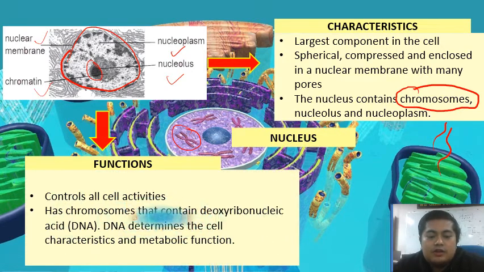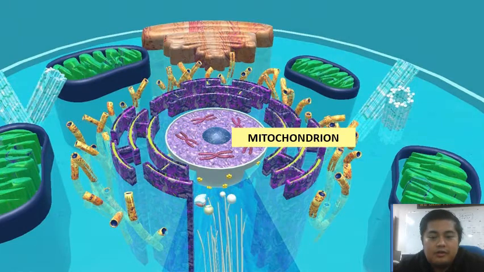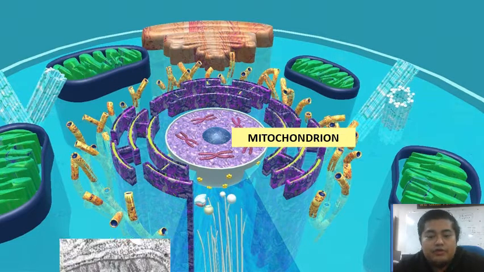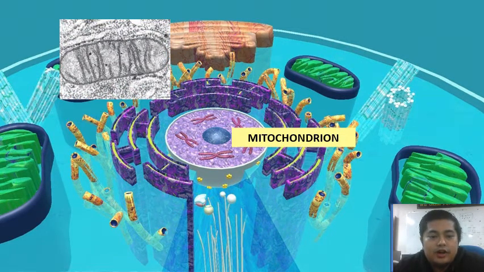So fungsi dia pula. So it controls all cell activity and has chromosomes that contain deoxyribonucleic acid, ataupun kita panggil DNA lah. So the DNA will determine the cell characteristics and metabolic function. So next we have our mitochondria. So mitochondria yang bentuk dia macam sausage ni.